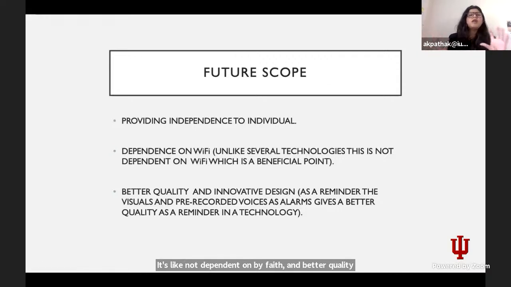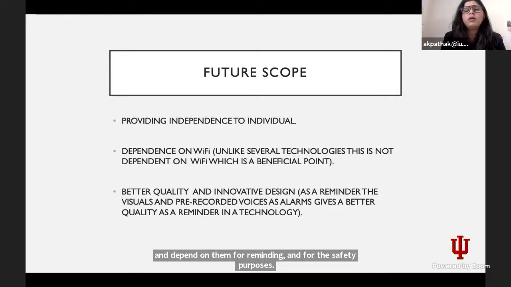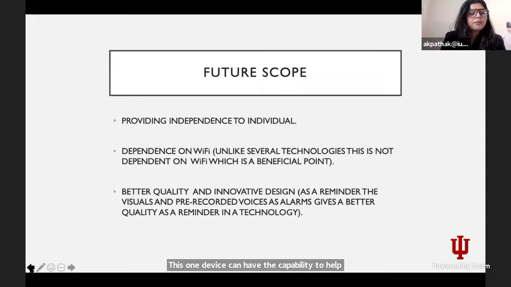So a person doesn't have to run for multiple different technologies and depend on them for reminding and for safety purposes. This one device has the capability to help them with several tasks.